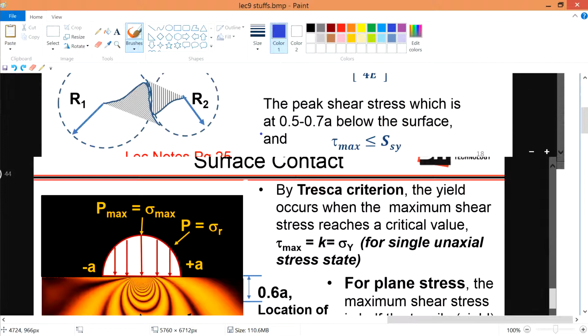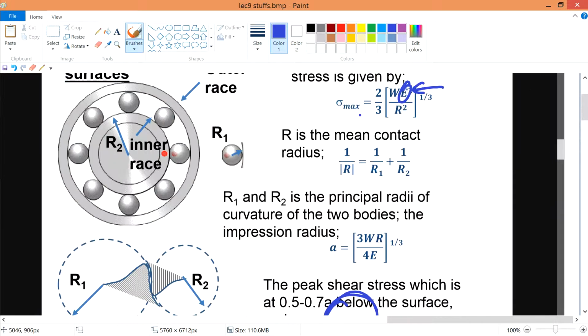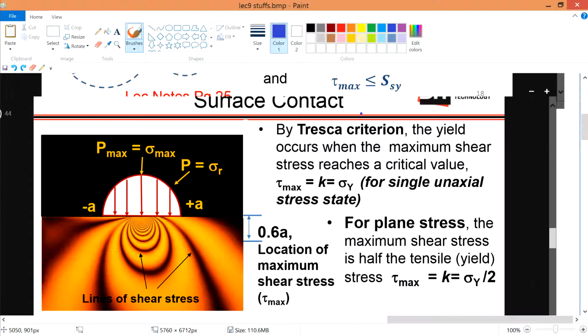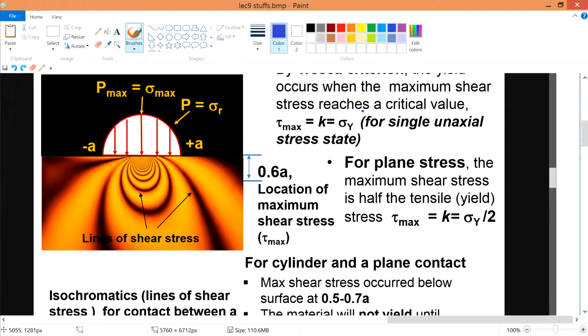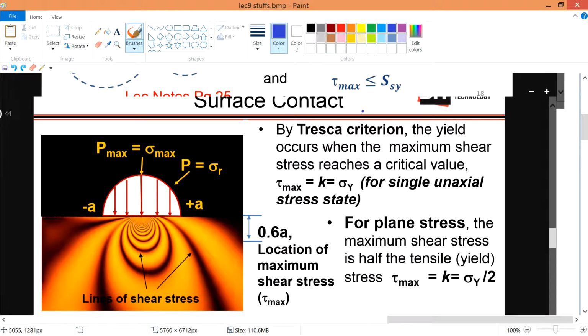Now we also need to talk about the maximum shear stress. Just now was maximum stress. This is now maximum shear stress. Different. So in order to determine the maximum shear stress, you need to take the yield stress of your material, single unit axial stress state.